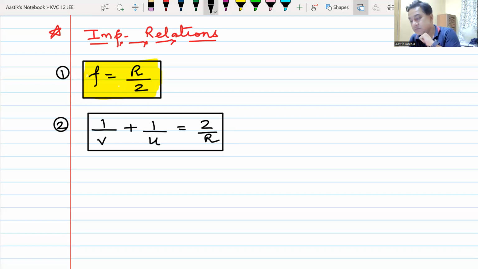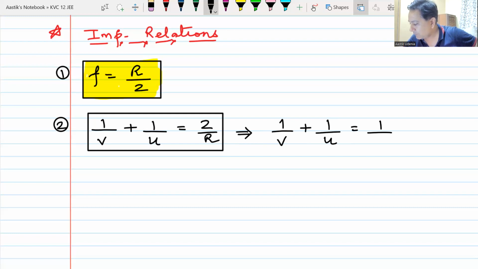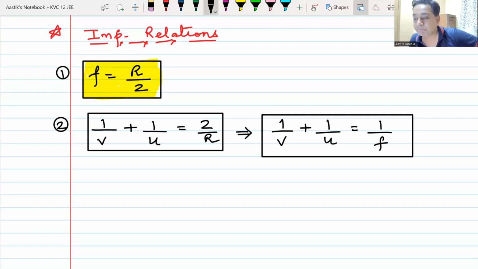But if you only talk about paraxial rays, then this formula becomes what? 1 by v plus 1 by u equals 1 by f. Will you remember this, my dear friends? This formula is only valid for paraxial rays because f equals R by 2 is only valid for paraxial rays. Do we understand this? Yes, sir.